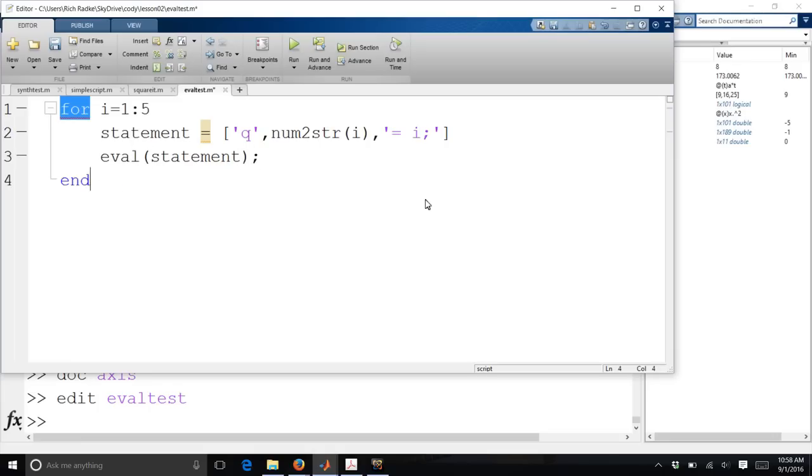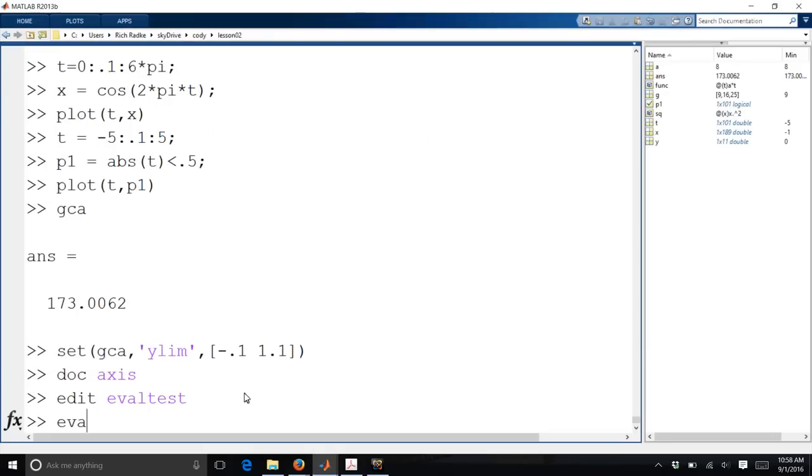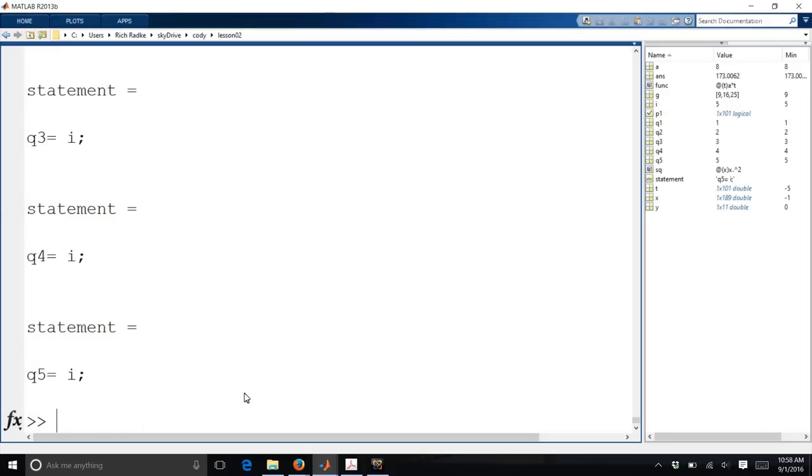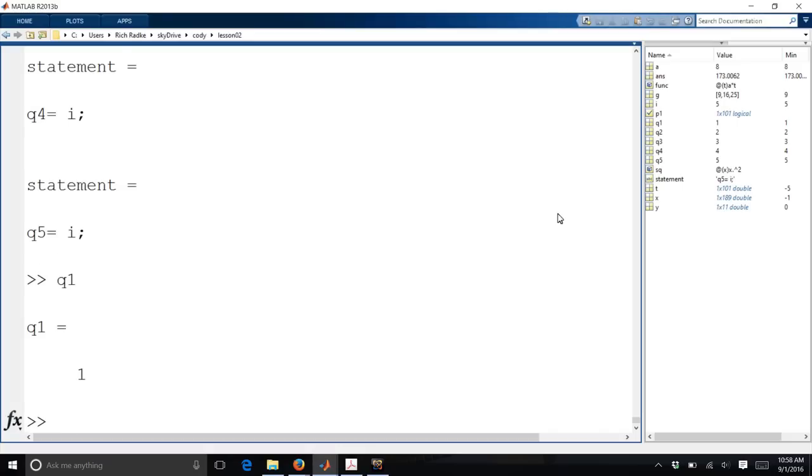So let's see what happens here. Right, so these are the statements that were generated, and you can see that procedurally, as I went through the loop, it made a bunch of variables called Q1 through Q5, and it named those variables correctly. I can see that Q1 is equal to 1, Q5 is equal to 5, right? This is pretty handy, especially when you're generating text files or output that you want to save, and you want the output to be saved according to what loop entry you were in, stuff like that. This can be pretty handy.